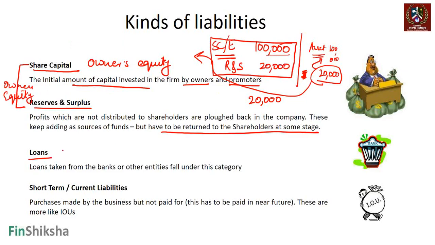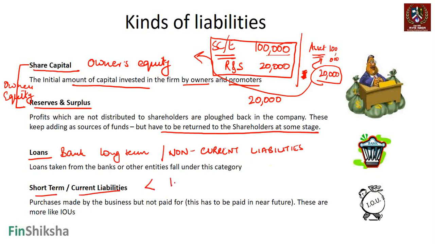Then we move on to loans. You could go to a bank and take a slightly longer term loan, right? There are other classifications as well. Typically, these are called non-current liabilities. There are some minor other classifications. We'll look at them separately, but these are non-current liabilities that you have raised money from some other entities. And then, just like assets, you could have short-term or current liabilities. Anything that you're supposed to pay in less than 1 year is a current liability.